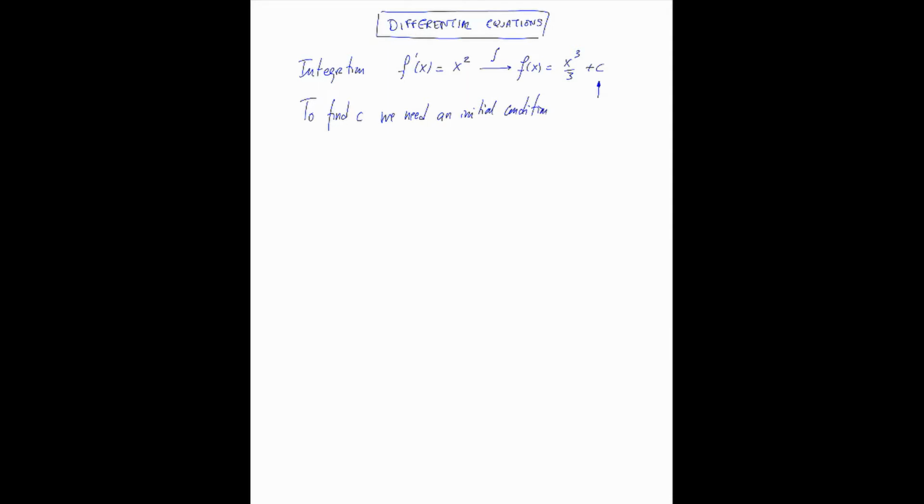So f of 1, for example, equals, I don't know, like 3. Then if f of 1 is 3, from this formula here, we have f of 1 is 1/3 plus c, that's equal to 3. So c has to be 3 minus 1/3, which is 8/3, and the function f of x equals x cubed over 3 plus 8/3.